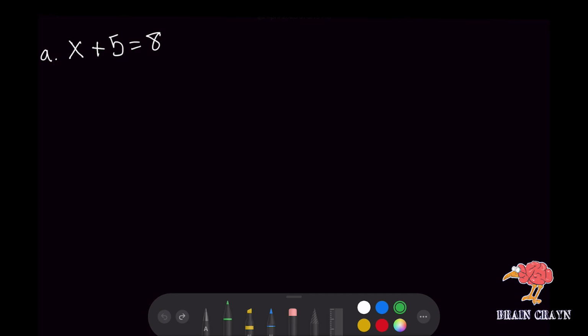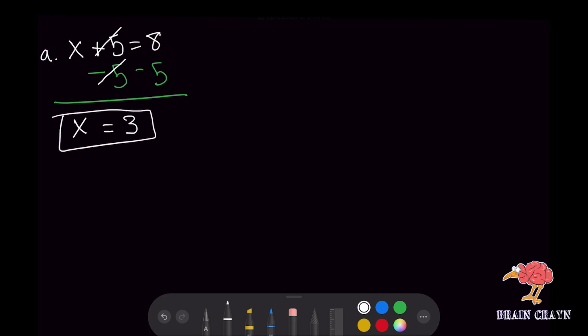For example, in this equation, 5 is being added to x. So to get rid of that 5, we would subtract 5. But to keep the equation true, we have to subtract 5 on both sides. Once we do that, we are left with x on this side, and the 5's cancel out because one is adding and one is subtracting, and 3 on the other side as these subtract. And therefore, x equals 3 in this equation.